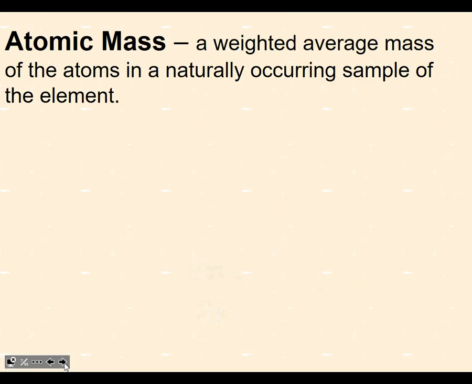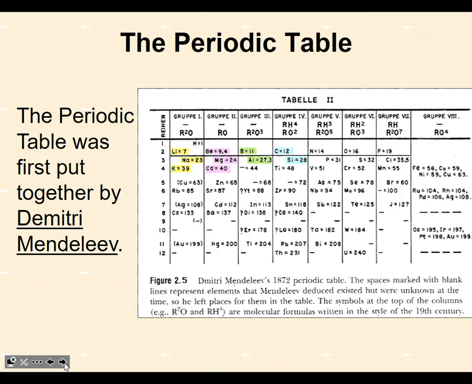All right. Now the atomic mass, which is what's listed on the periodic table. Remember, these are the weighted average masses of all the atoms in a naturally occurring sample of an element. So really, like I said, it's the average of the abundance of the isotopes. So that's why all of them have decimal numbers.